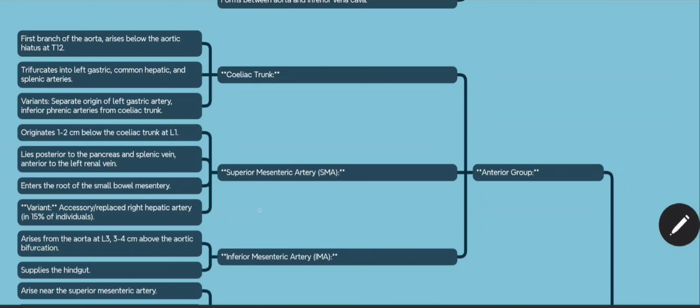In the anterior group, the next one is the superior mesenteric artery. It originates 1 to 2 cm below the celiac trunk at L1, lies posterior to the pancreas and the splenic vein, anterior to the left renal vein, and enters the root of the small bowel mesentery. A variant can be an accessory or replaced right hepatic artery in 15% of individuals. Then the inferior mesenteric artery arises from the aorta at L3, 3 to 4 cm above the aortic bifurcation, and supplies the hindgut.